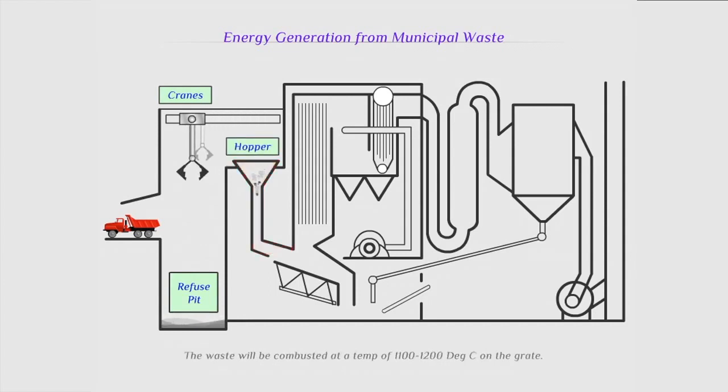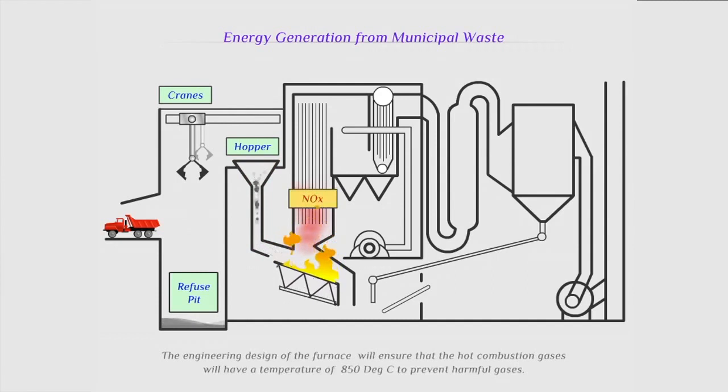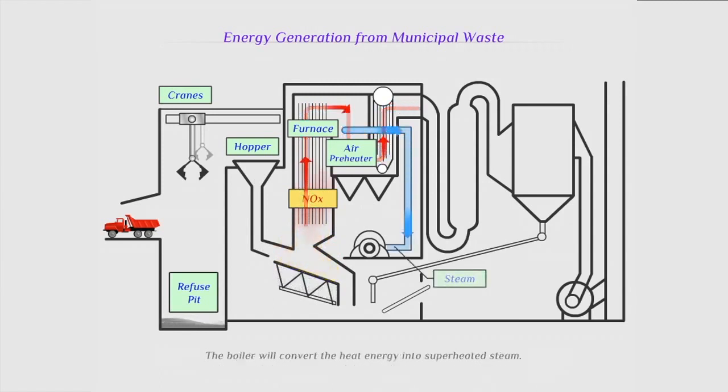degrees centigrade. The engineering design of the furnace ensures that the intermediate gases go through complete combustion to maintain a temperature of 850 degrees centigrade. Maintaining this temperature ensures that dioxins and furans are not formed in the process. The heat energy is passed into a boiler for generating superheated steam. This steam is used for driving the turbine and electricity generation.